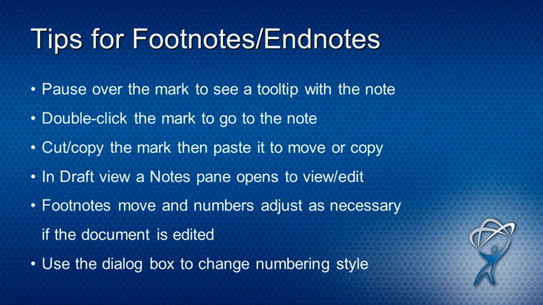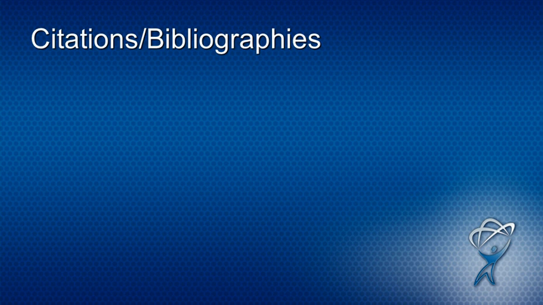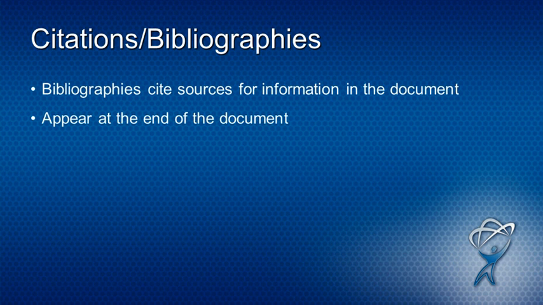If you want to change the numbering scheme, remember that you can always use the dialog box accessed from the ribbon. Well, what about citations and bibliographies? Well, citations are actually what we do first, and then we create a bibliography from the citations. Bibliographies cite sources for information that's actually in the document. These are going to appear at the end of the document, usually in a section called Bibliography. Sometimes it's References, sometimes it's Works Cited. It depends on the style that you're following and your particular requirements.